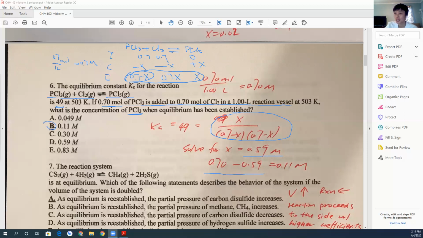A lot of you picked B, right? But that's not the equilibrium concentration. It should be 0.7 minus 0.59.